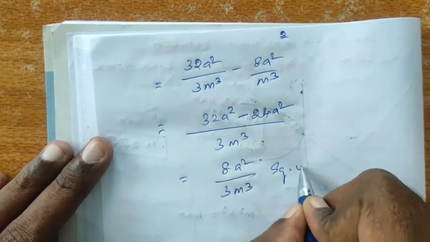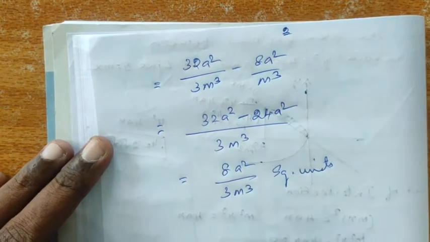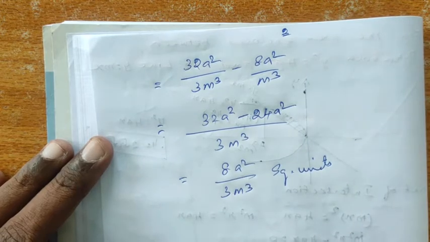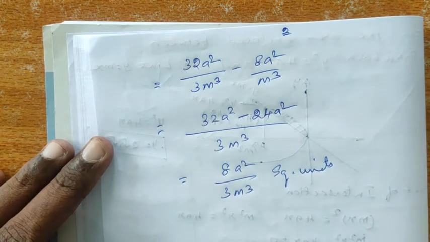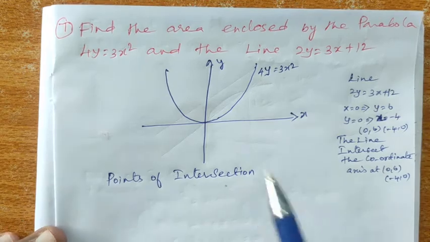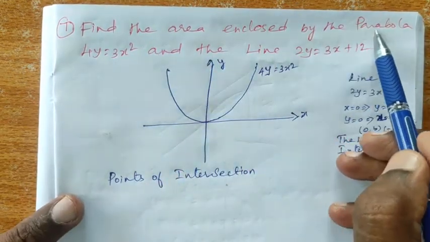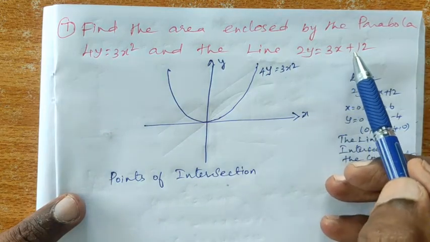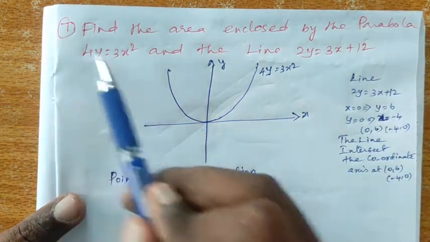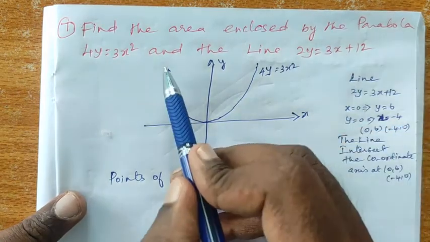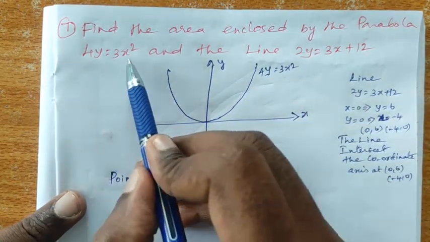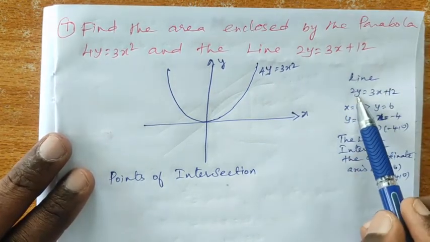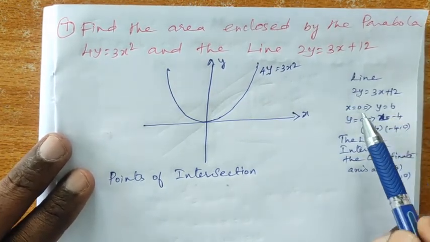Square units is the required area of the parabola y square is equal to 4ax and the line y is equal to mx. So next problem, find the area enclosed by the parabola 4y is equal to 3x square and the line 2y is equal to 3x plus 12. Problem number 7. So now parabola opens upward, 4y is equal to 3x square. Now we have to draw the line. So line is 2y is equal to 3x plus 12.